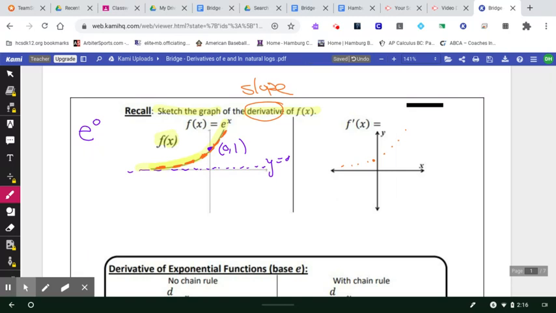The fact is the graph of the derivative of e to the x is actually itself. The derivative of e to the x is e to the x. So again, I would label this point (0, 1) and denote my asymptote at y equals 0. Not too many functions, when you derive them, are the exact same thing. But for e to the x, the derivative is e to the x.